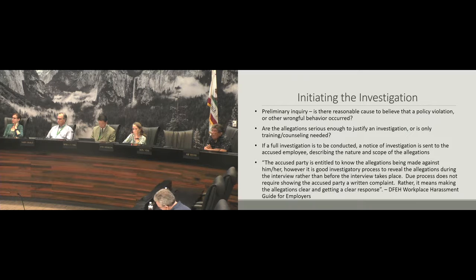I have some concerns with this because one of the things that the board has indicated is that we do not want to do the minimum required, that we want to provide the maximum that we can without putting us in financial jeopardy. And, describing the nature and scope of the allegations, why can't they see the complaint? That's what I would like to see. They need to know what they're accused of.